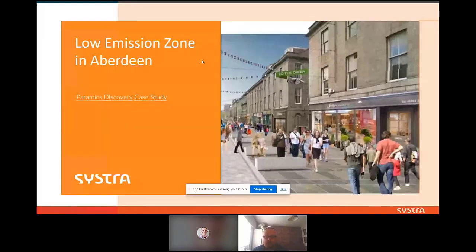So what I'm going to talk about today is a little bit of background on low emission zones, not too much, just to give you an overview if you don't know about them already, and also to discuss how we used Paramics to develop and sift low emission zone options and really come up with our preferred scheme, which is where we're currently at just now. We do have a preferred scheme, which is going to committee this month. So that's the shape of this presentation.